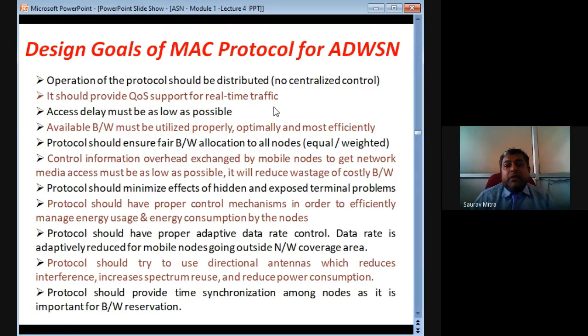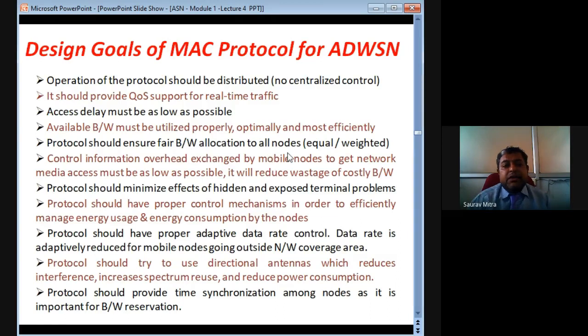Available bandwidth must be utilized properly. So perfect utilization of bandwidth. The bandwidth of the channel should not be free, and the channel or bandwidth should not be overcrowded. So we have to design for both things. That is called optimality and the most efficient use of bandwidth. That we have to see.